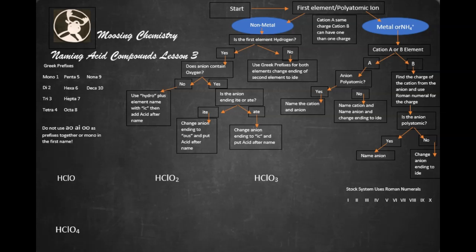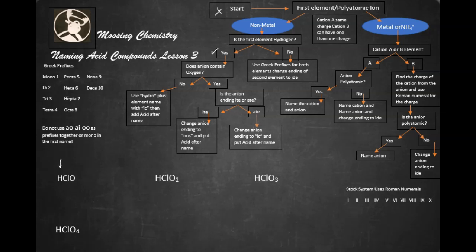Okay, we have 4 acids below, and they all seem to only differ by 1 oxygen. So this is kind of a unique situation, so let's go ahead and do this. I'm going to start right here, put my X at my start sign. Is the first element a non-metal? It sure is. It's the first element, hydrogen. Yep, so you're going to put a yes there.